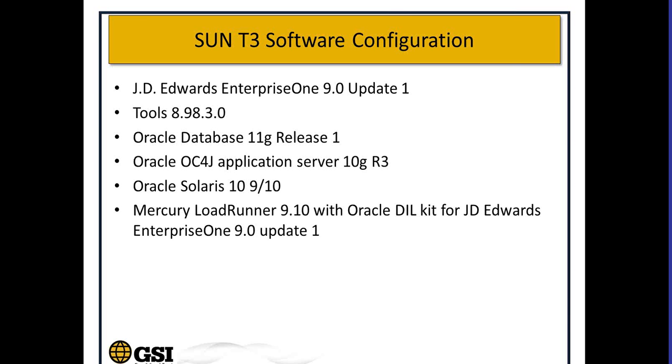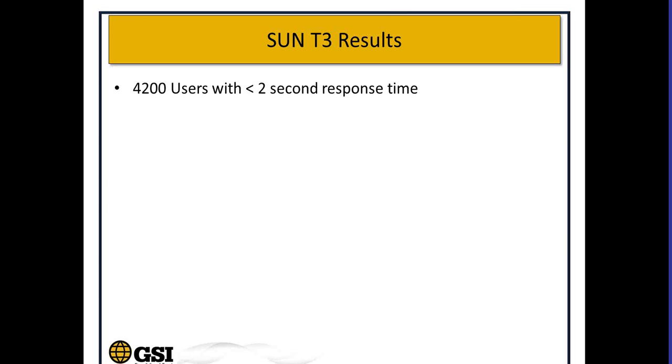This one was still the Oracle OC4J application server, so the OAS 10G, on Solaris, also running the LoadRunner day in the life kits, or day in the life scripts, for J.D. Edwards. They were able to get 4,200 users on the system with under 2-second response time. So as those numbers actually correlate back to the tests that I have, and when we can start getting some comparison numbers, I'll get that information out.